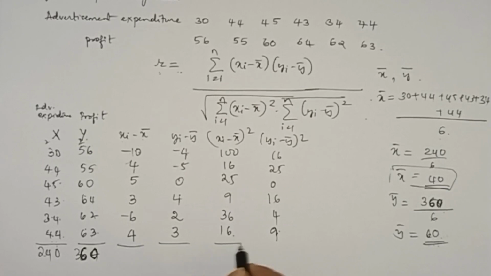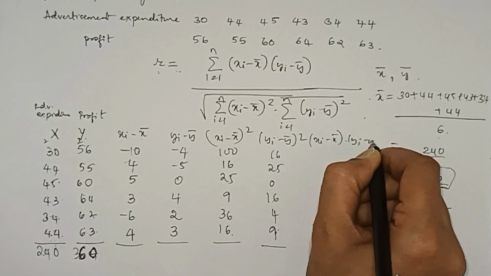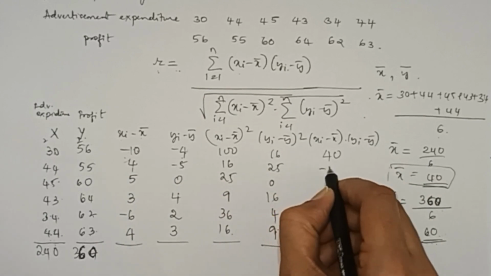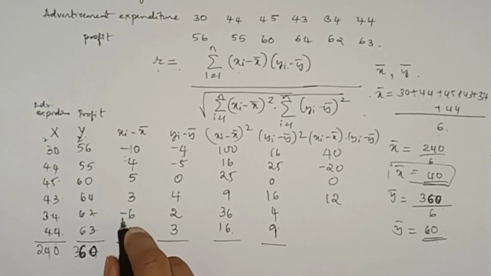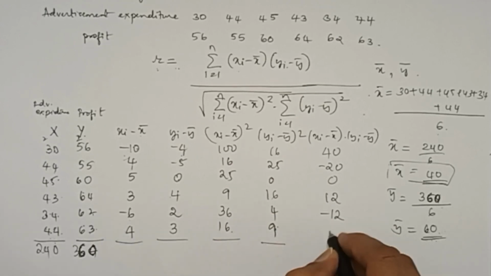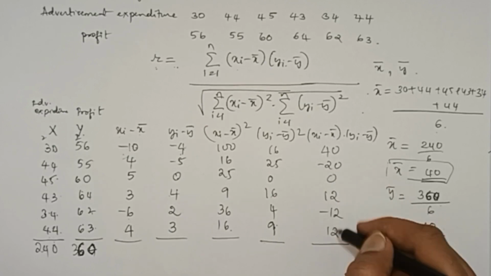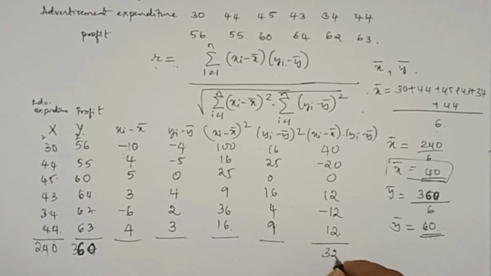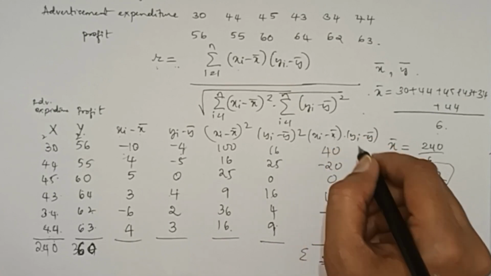Now I need the sum of all this, because I want one more: xi minus x bar into yi minus y bar. So the product of these two: minus 10 into minus 4 is 40, then minus 20, then 5 into 0 is 0, 4 into 3 is 12, then 4 into 3 is 12, minus 12, then 4 into 3 is plus 12. So this minus 12 plus 12 becomes 0. Then we have minus 20 plus 12, which gives you minus 8. 40 minus 8 gives you 32 here. This is the summation of xi minus x bar into yi minus y bar.